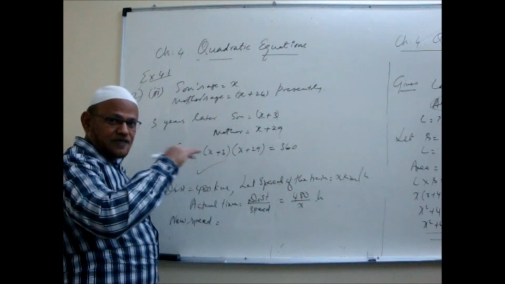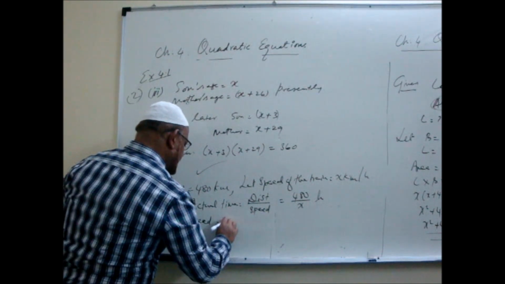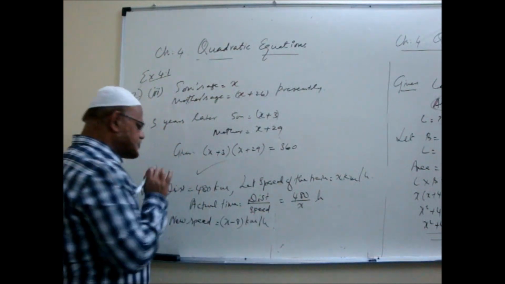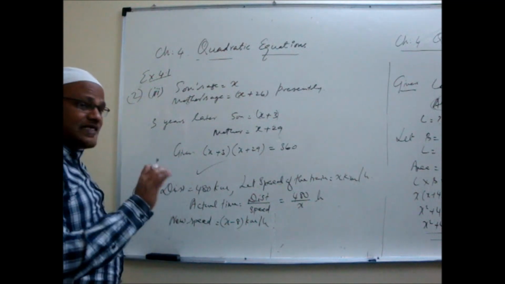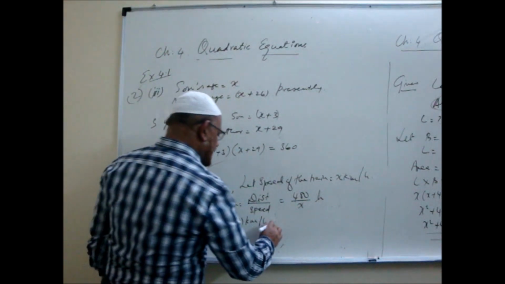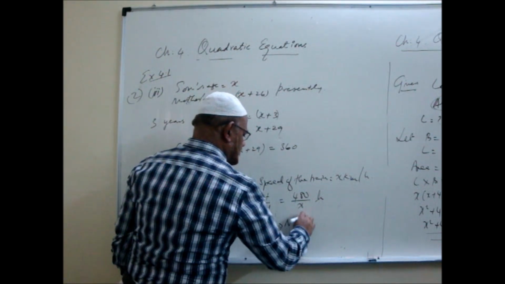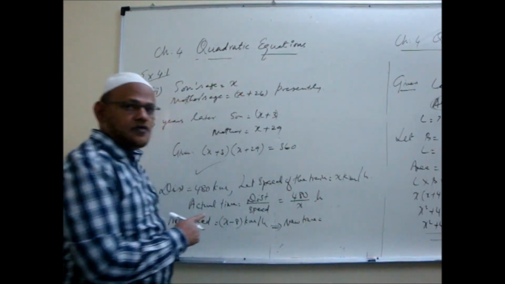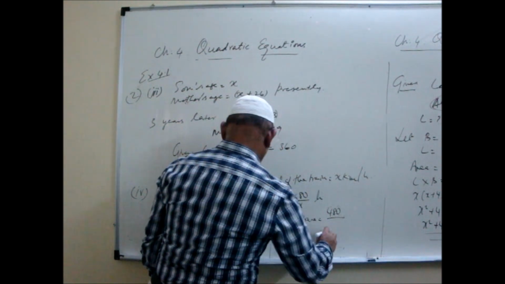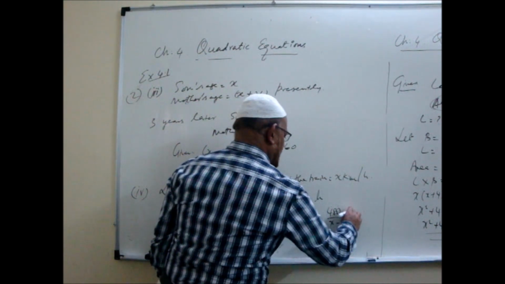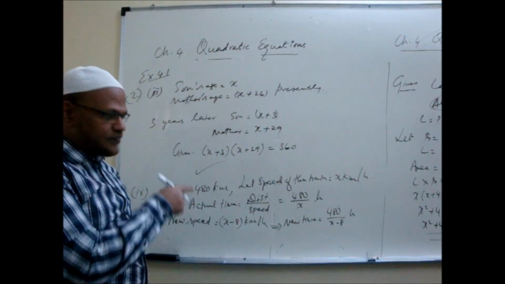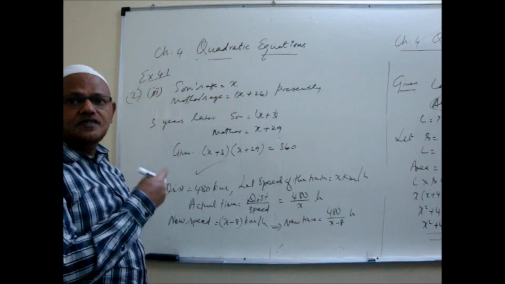So you are subtracting 8 from that. The new speed is X minus 8 kilometers per hour. Okay? This is the new speed. Distance is not changing. Now make the new time ready, because they are comparing the actual time and the new time. You will have to use the same distance but the new speed. So the new time taken is 480 divided by X minus 8 hours. Original time is 480 by X, new time is 480 by X minus 8.